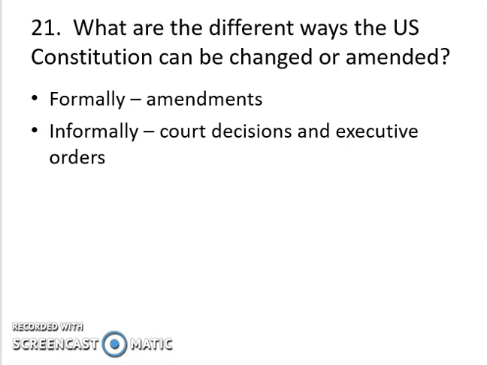Informally is more how the Constitution is the living document. That's the one where we read that amendment. Like in Tinker versus Des Moines, they read the First Amendment. The Supreme Court read it as speech can be more than just verbal. It can be expressions. It can be non-verbal speech.